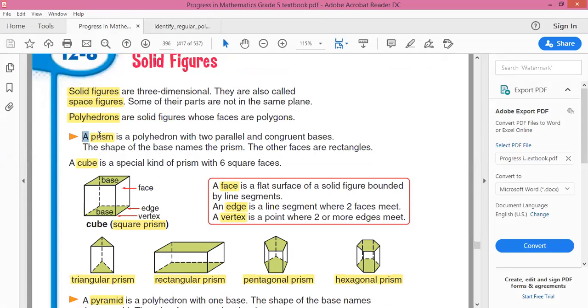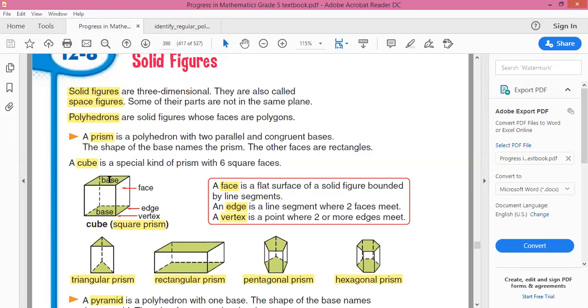First of all, you must know what a prism is. Who will read it? Omar, could you please read it? A prism is a polyhedron with two parallel and congruent bases. Very good. The shape of the base names the prism. The other faces are rectangles. Very good. Now I will explain more. A prism is a polyhedron with two parallel and congruent bases.